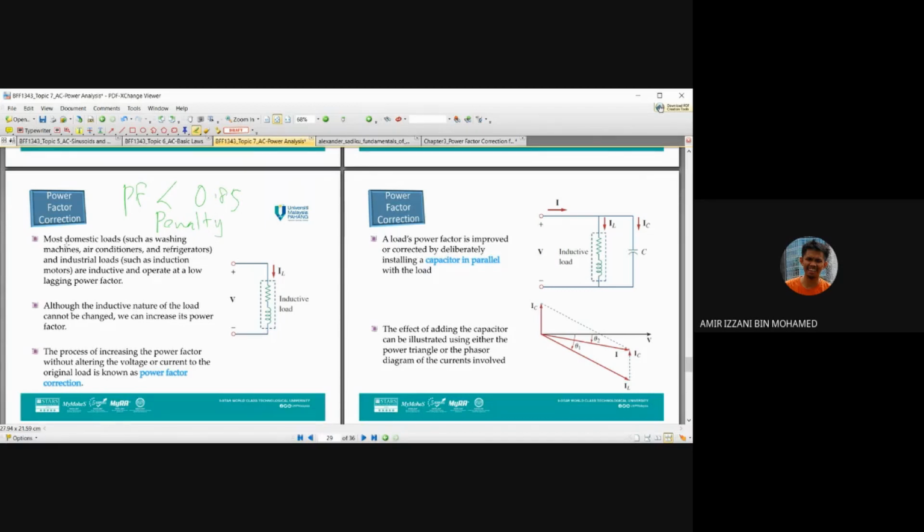Okay, so most domestic loads, such as what we may have in our house, are inductive loads. Okay, it's an inductive load. Inductive load means it is an L component. So what does an L component do to the power factor?